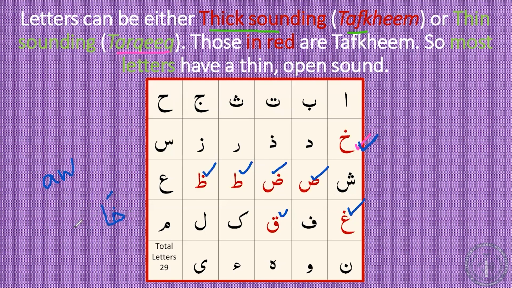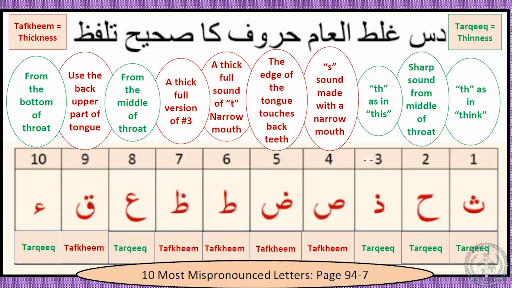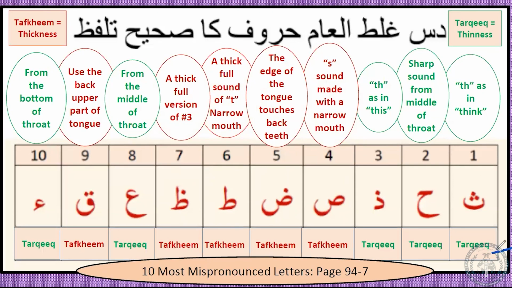Let's have a look. The 7 mufakham letters. We are hoping that you have memorized them and that you're going to make your mouth rounder when you pronounce them. Then we've covered your 10 most mispronounced letters, and to get the sound right, at the bottom we've given you the quality of the letter, whether it's tarqiq or tafkhim, and secondly the technique of how to pronounce it. For example, TH as in think, tha, ha. TH as in this, the. S sound made with a narrow mouth, saw.